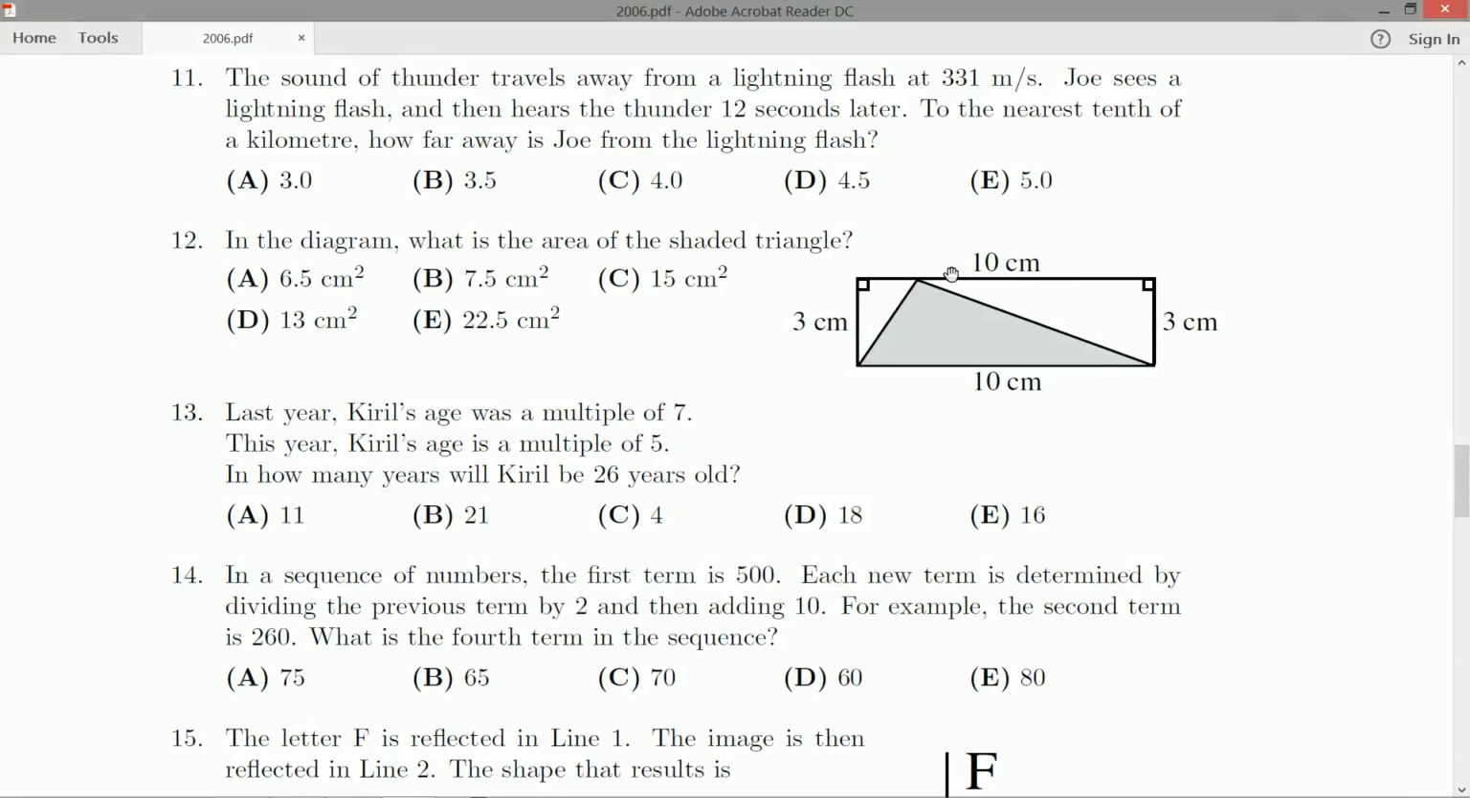If you have a triangle and you put a rectangle around it, so it's the smallest possible rectangle that can contain your triangle, then your triangle is going to be 1/2 the area of your rectangle. Okay? So, that's question 12. Onward to question number 13.